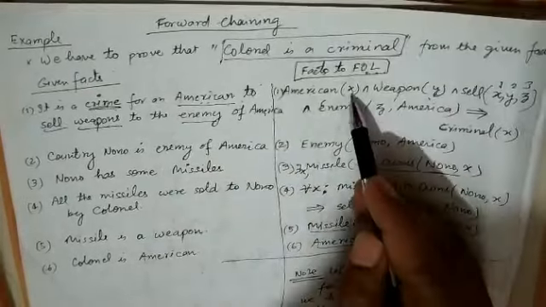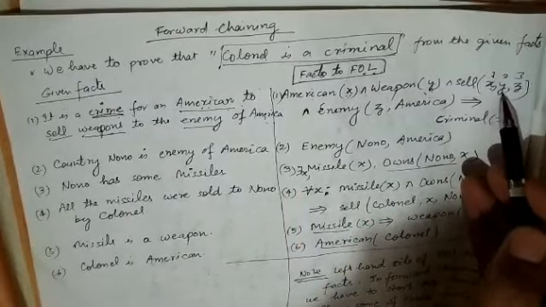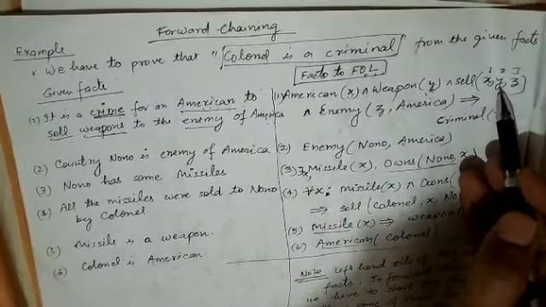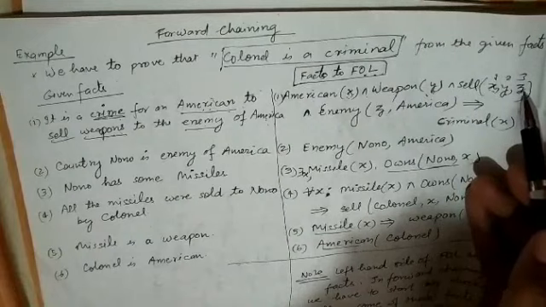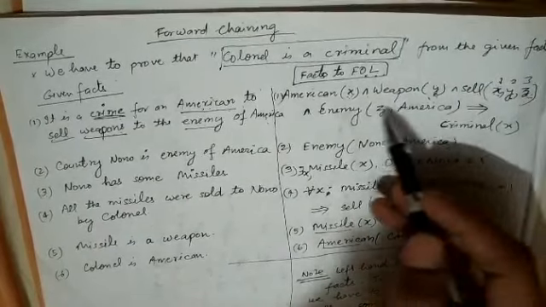So there is an American, let's say X, and there is a weapon, let's say Y, and the weapon is sold by X. X sells weapon Y to whom? Some other person who is the enemy of America. Let's say it is Z. So Sells: X is the American, Y is the weapon. X sells Y to Z. Z is an enemy. One more statement will be taken over here.